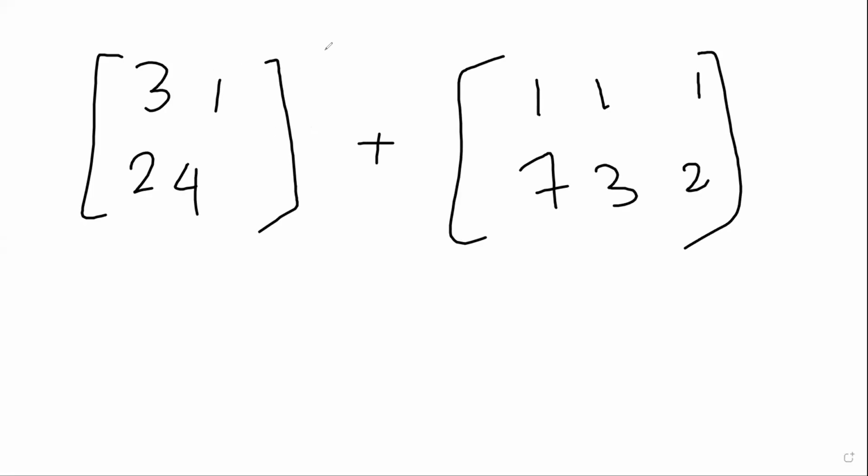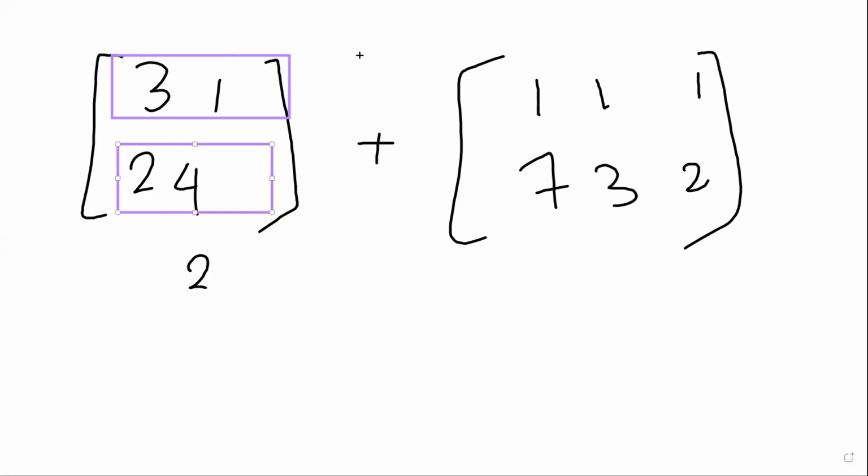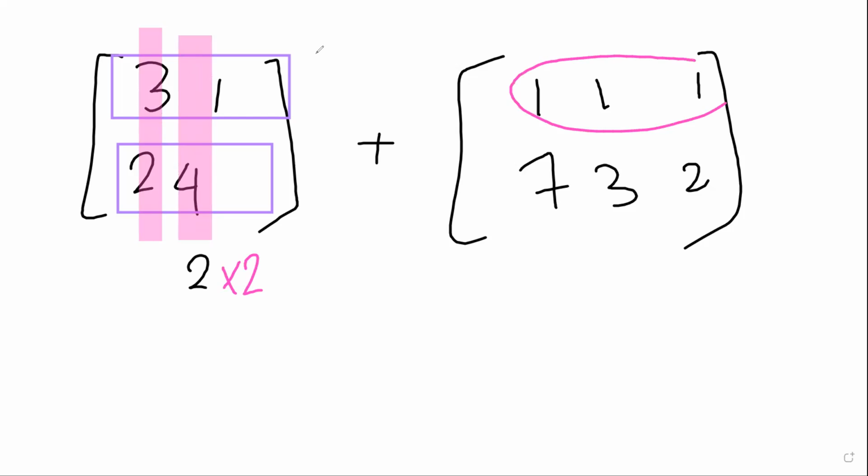Why? Because look at the first one. What is the dimension of the first matrix? We have 2 rows. How many columns here? 2 also. This is 1, this is 2. So its dimension here is 2 by 2. Now look at the second one. For the second one, these are the rows. We have 2 rows. And how many columns do we have? 3.